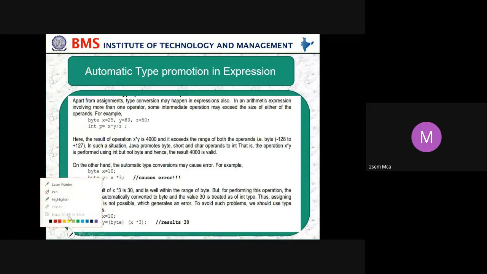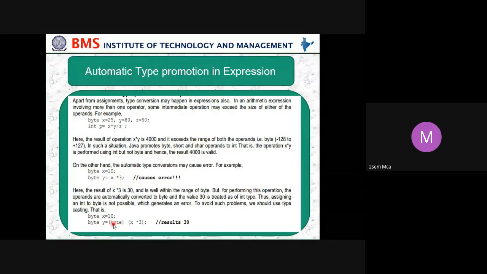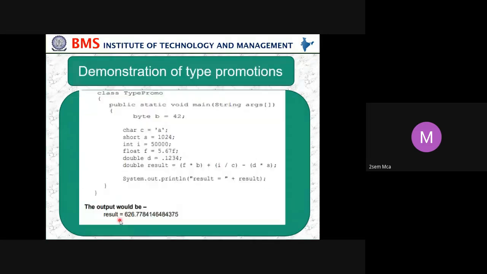Even in expressions, you can see these two things. These two lines and these two lines are the same. The only difference is that we are manually converting to byte. So this will give you an error, and this will give you a result. So here we can see the type conversions in expressions. Then we have seen what type conversion is and how it takes place.